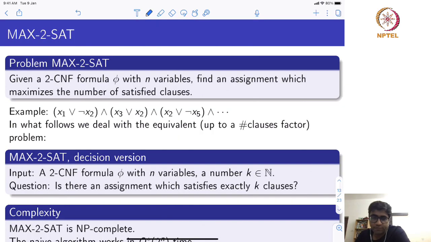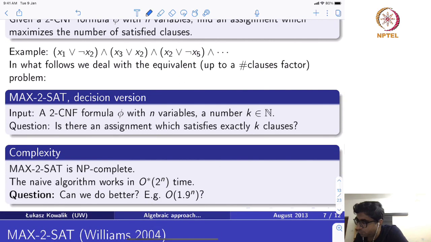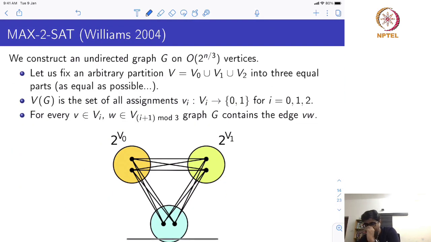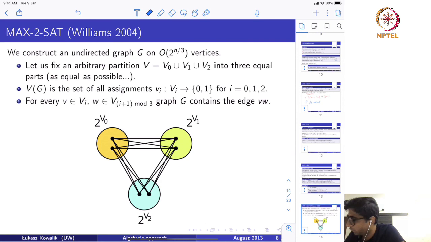So the very natural question was: is it possible to design an algorithm which is better than 2 to the power n? Can we come up with an algorithm with running time, say, 1.9 to the power n? And Williams came up with a very beautiful algorithm, where he constructed an auxiliary graph, and for that he used matrix multiplication. Let me give you an overview of his algorithm first, and then we will see the details.